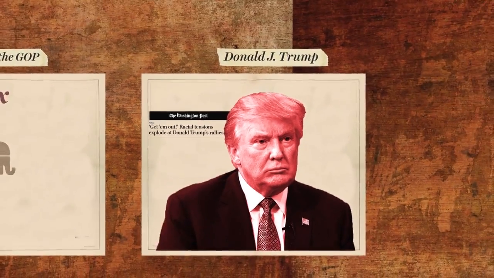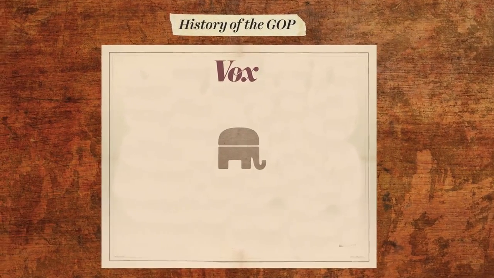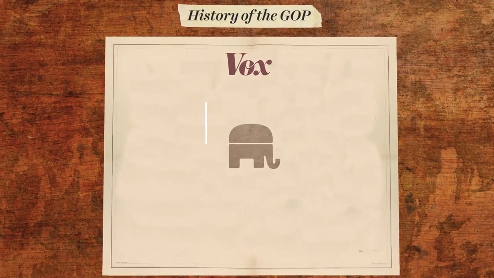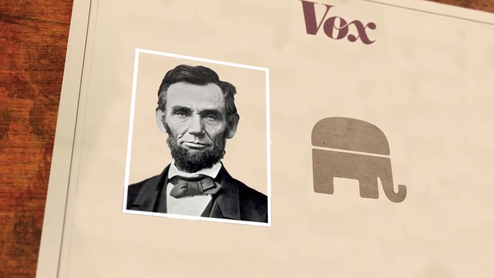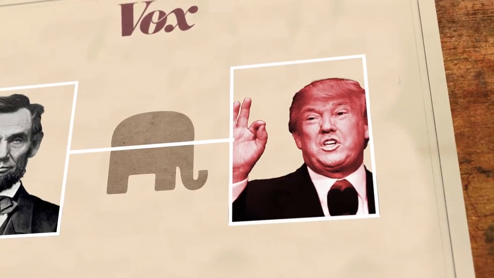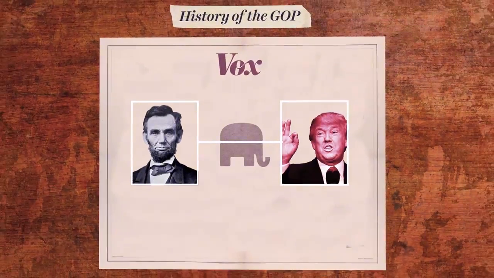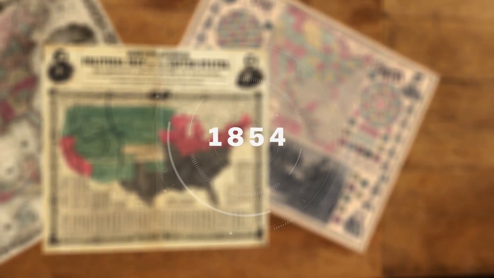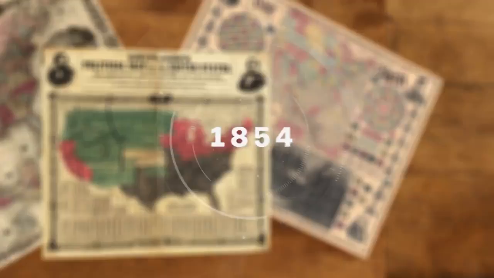Over the past 160 years or so, the party has undergone a remarkable transformation from the party of Abraham Lincoln to the party of Donald Trump. To understand how the GOP got this way, you have to go back to when it first came into existence in 1854, just 7 years before the Civil War.